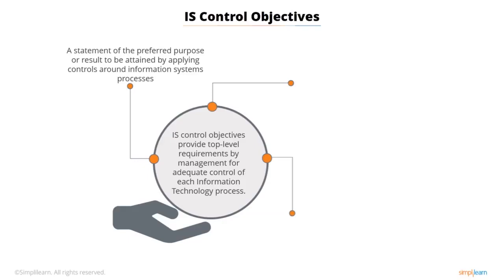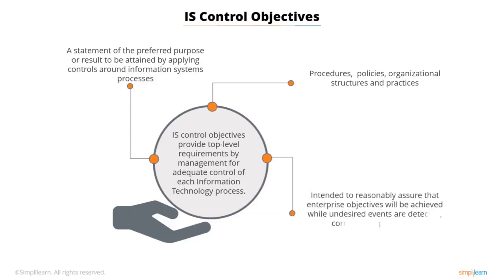IS control objectives are also procedures, policies, organizational structures, and practices, anything that's intended to reasonably assure that enterprise objectives will be achieved while undesired events are detected, corrected, or prevented. So we're looking at the entire process. We're looking at your company's policies. We're looking at the inherent organizational structures. That can include everything from something as simple as an organizational chart, who do you report a particular issue to, to something far more complex and intricate. Any procedures that you might have in place that might help assure enterprise objectives, this falls under the heading of IS controls.